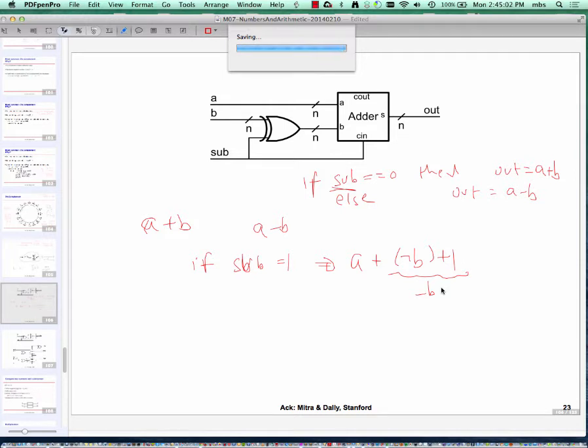So this hardware adder plus these XOR gates is now capable of doing two operations, depending upon the control. Sub is like a control input. I make sub 0, this hardware does A plus B. I make sub equal to 1, this hardware does A minus B. And the adder itself is a good old adder, a bunch of full adders stacked up together. The next slide kind of shows that.